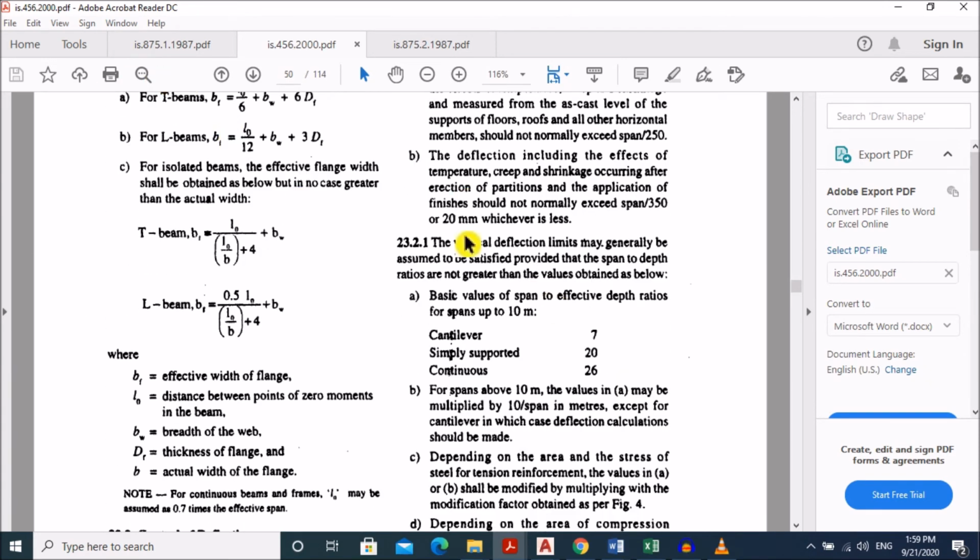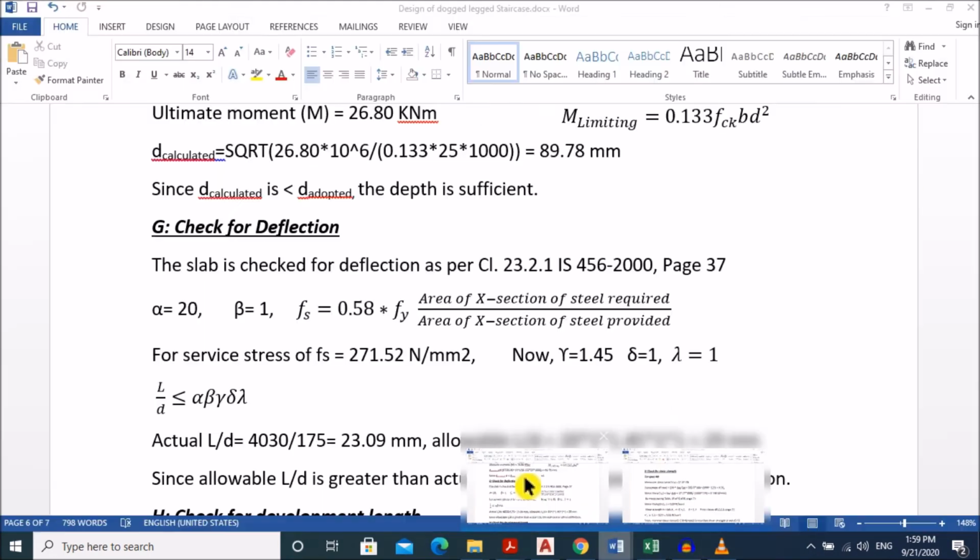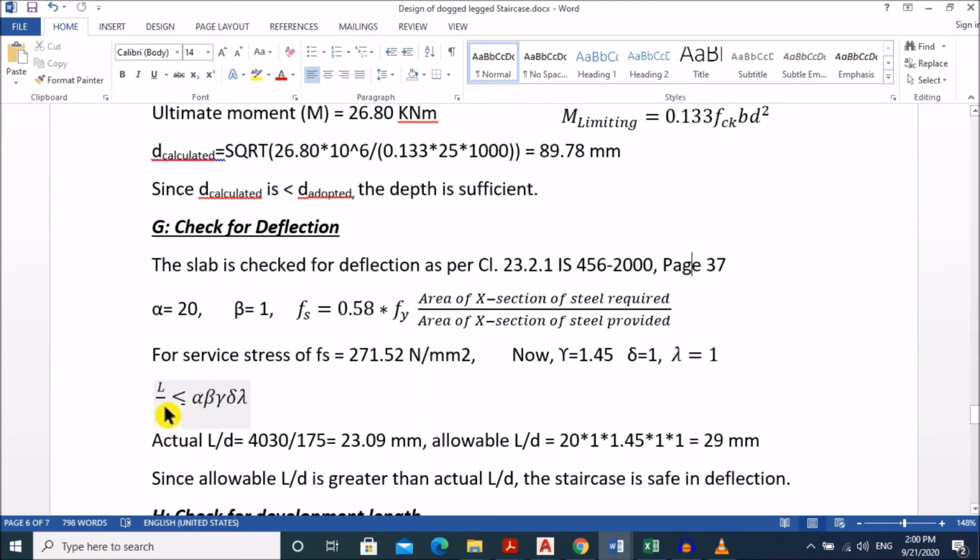The vertical deflection limit may generally be assumed to be satisfied provided that the span to depth ratio is not greater than the value obtained as below. The basic value of span to effective depth ratio for span up to 10 meter, for simply supported case, is 20. So this is the L by d, span by effective depth ratio. This is the formula for deflection criteria: alpha, beta, gamma, delta and lambda. Alpha equals 20 for simply supported case.